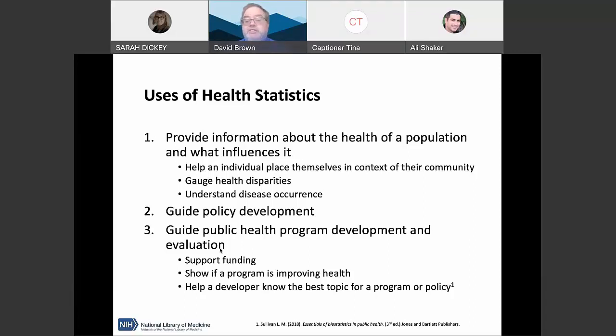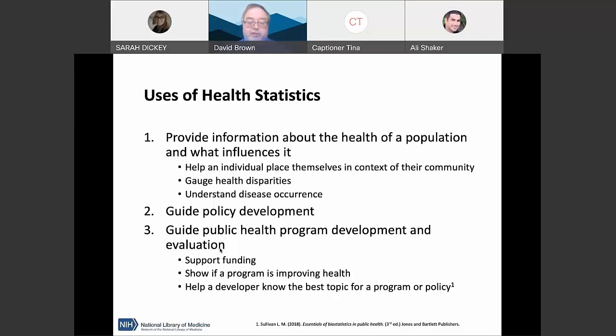They can guide policy development. And this is one way that we as individuals can advocate for change. If we get some data, if we get some stats, if we get some ideas, we can really try to push some policies forward to make some changes happen in general and move things forward. And we can do this for public health program development and evaluation. We can support funding because we can say, hey, this is a problem. We know it. We have people that want this. So give us some money to work with it.